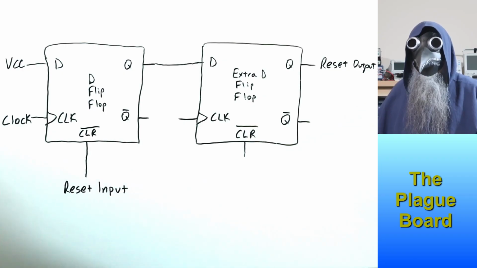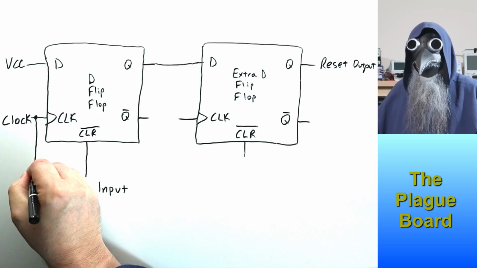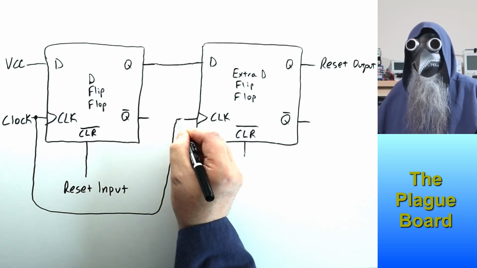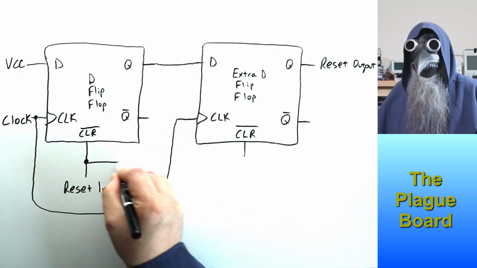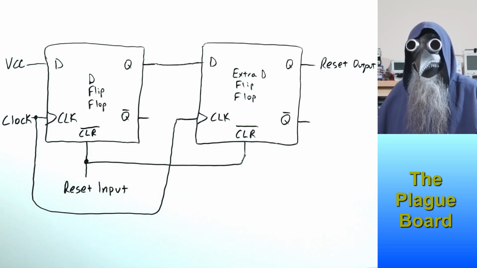Then I'll just carry over the clock and reset input signals to the clock and clear inputs of the second flip-flop like this. This will require another tick of the clock for this reset signal to get through this reset synchronizer. But now it'll be virtually impossible to have a problem due to metastability. The reset input will clear the outputs of both flip-flops.